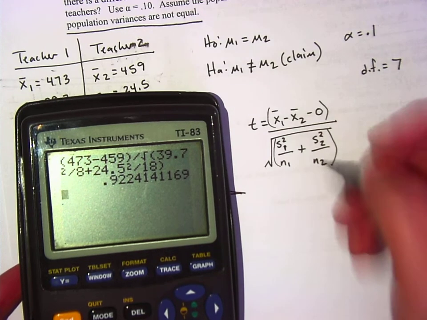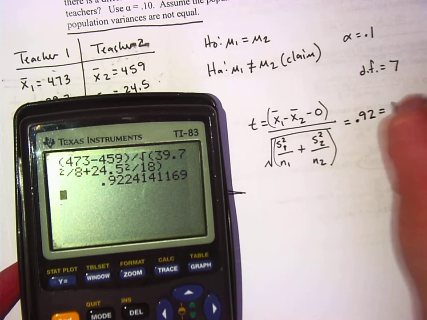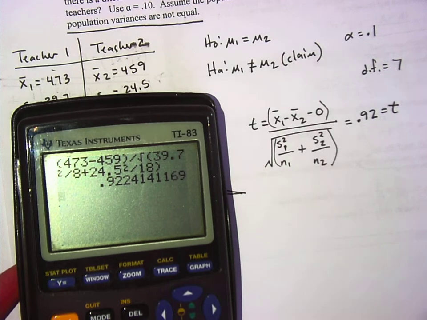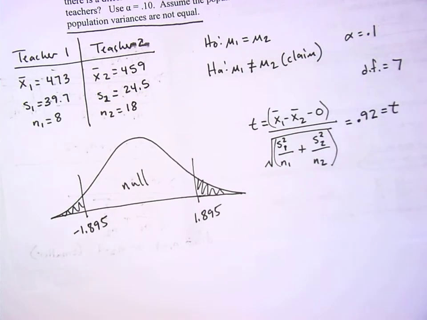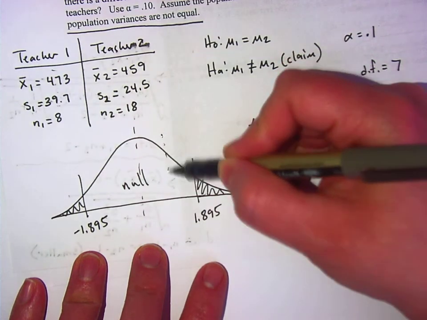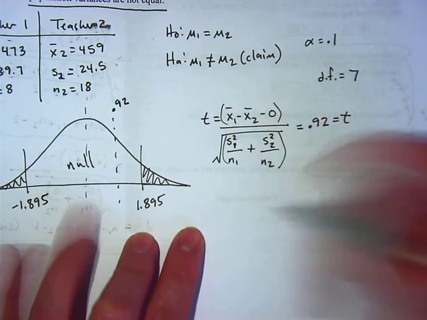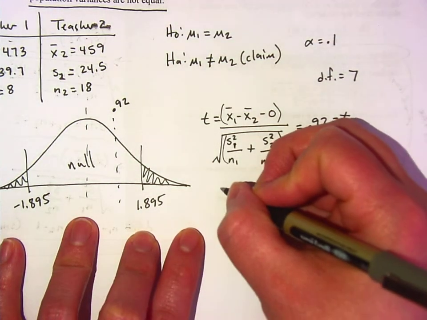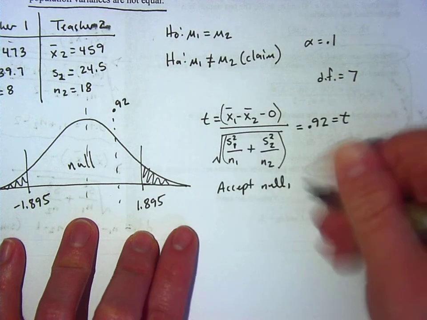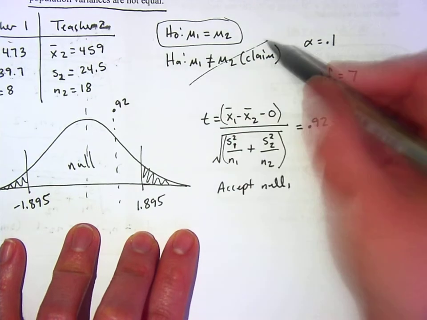Yeah, I got 0.92. That's my t-score. Okay, so 0.92, here's 0, so 0.92 is, I don't know, like maybe here. 0.92, it hit inside the null, so what do we do? Accept the null. And in this case, if we're accepting the null, we're rejecting the claim.